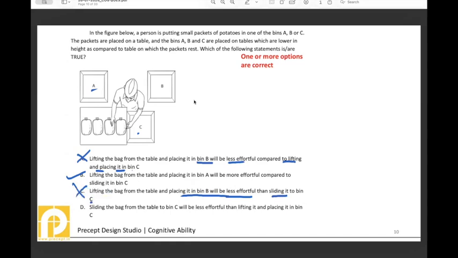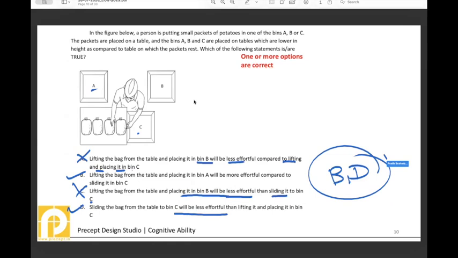Sliding the bag from the table to bin C is less effortful compared to lifting it, placing it in bin C. So D is correct. Sliding is less effortful compared to you lift and then you place it inside. So correct answer here is B and D. Okay, we'll move to the next one.